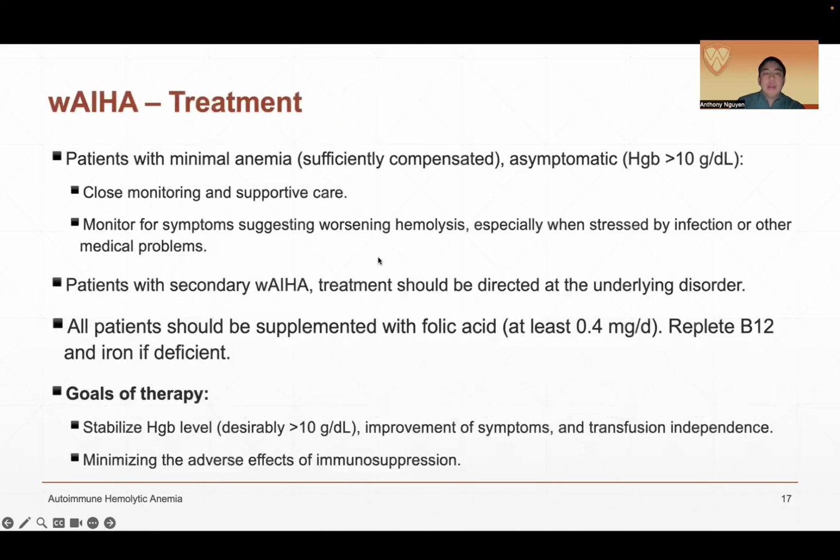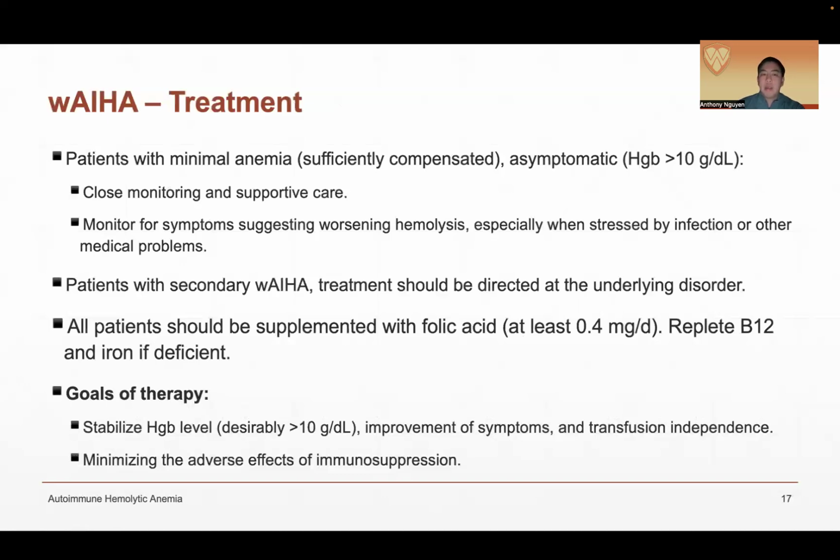The treatment for patients with warm autoimmune hemolytic anemia is, for patients whose anemia is sufficiently compensated and asymptomatic with a hemoglobin greater than 10, we monitor closely and offer supportive care.